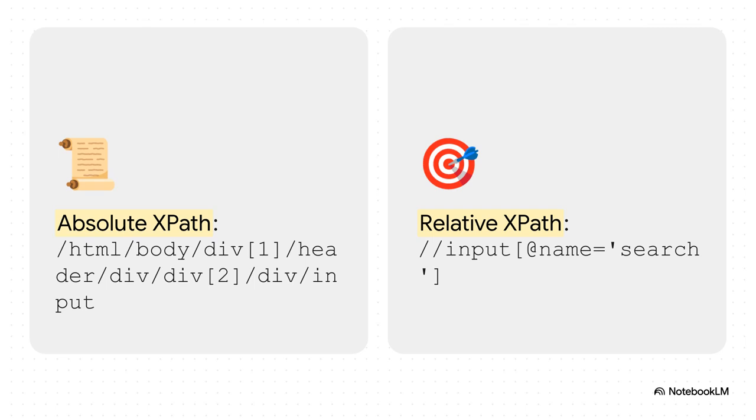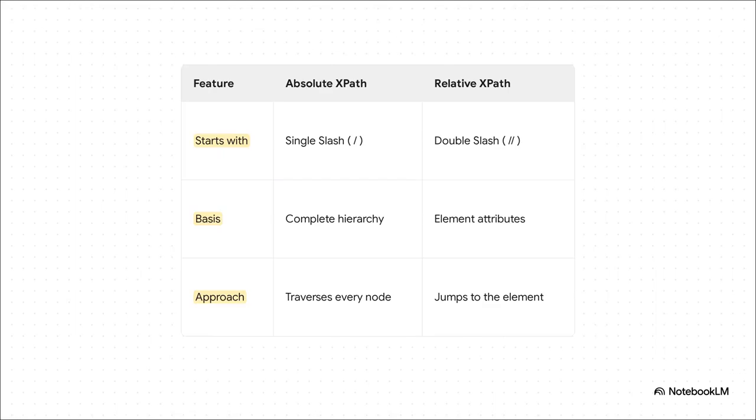And wow, you can really see the difference right here. Look at the left, the absolute path. It's a mouthful, right? It's saying start at the HTML tag, go into the body, then the first div, then the header. It's this long step-by-step route. Now look at the right. The relative path is so much cleaner. It just says, hey, look anywhere on this page for an input that has a name attribute of search. Boom, done.